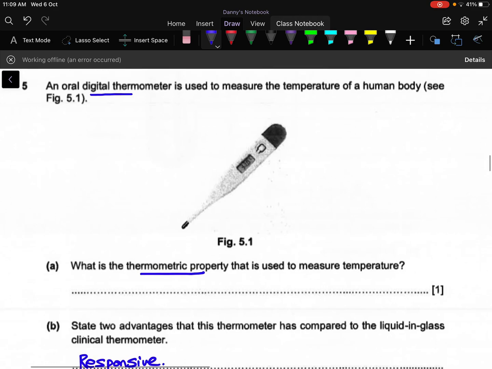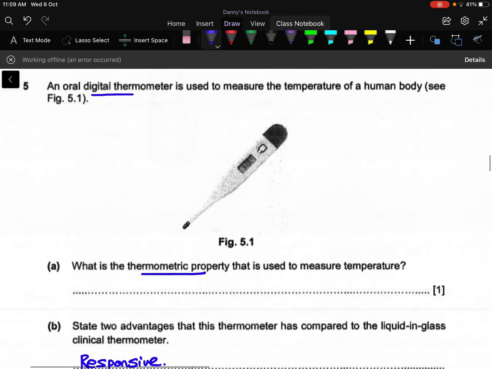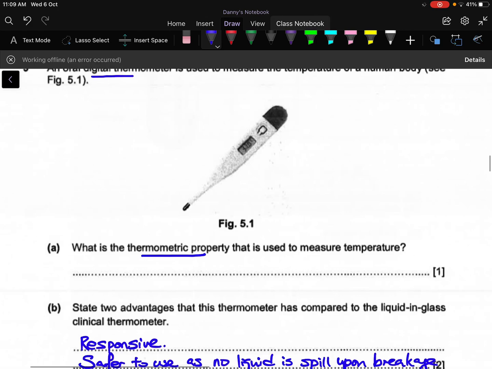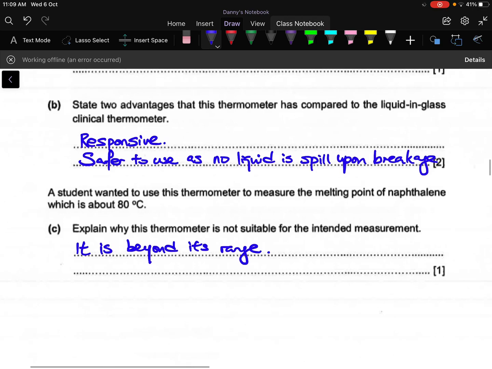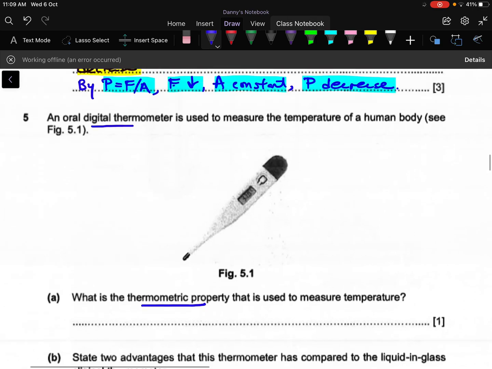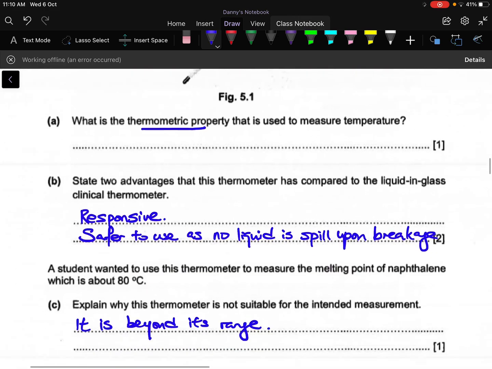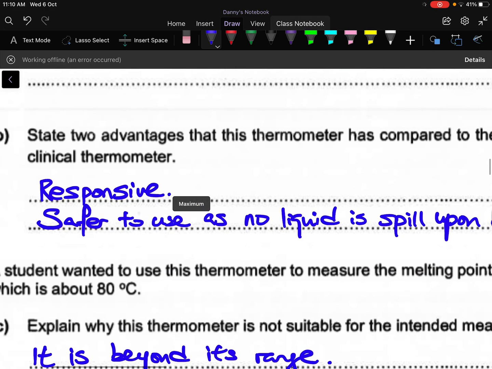So I will not write here because frankly I don't really remember it. But it is in your textbook, okay? It's in a table, okay? Refer to the chapter on temperature and thermometers. Two advantage of your digital thermometer. Now, because it is digital, it will definitely be very responsive.